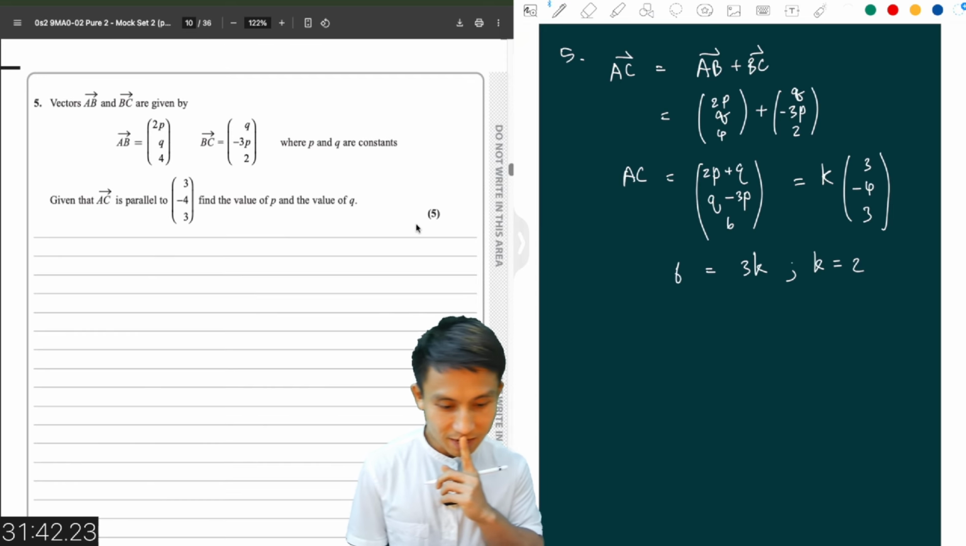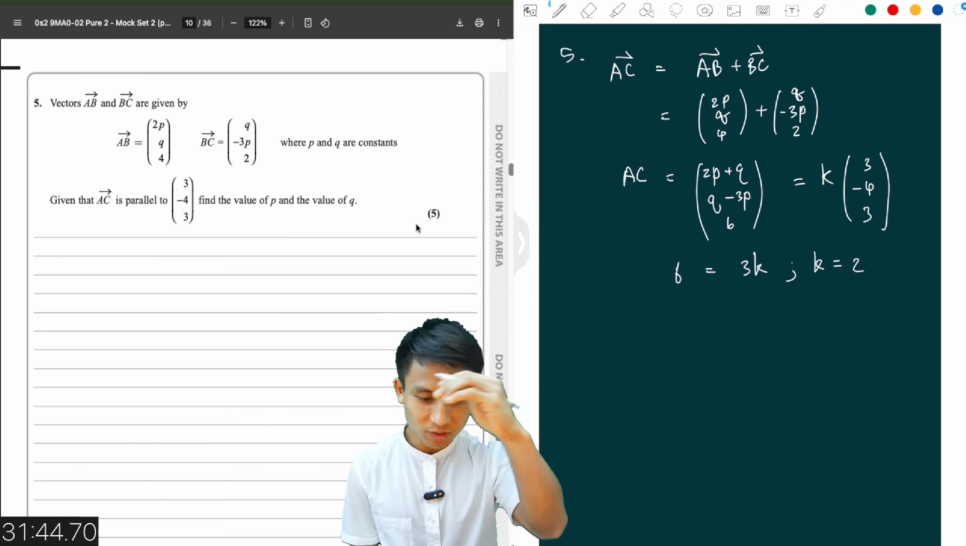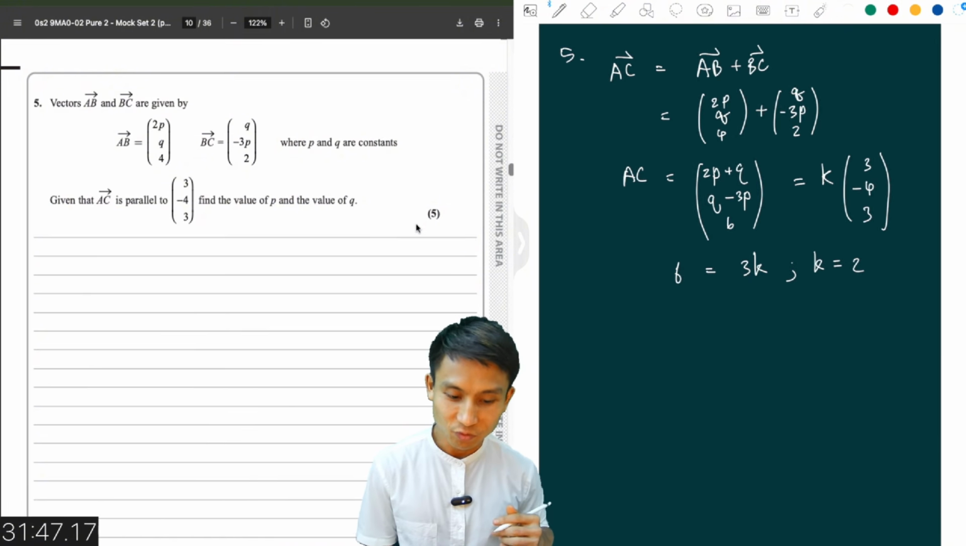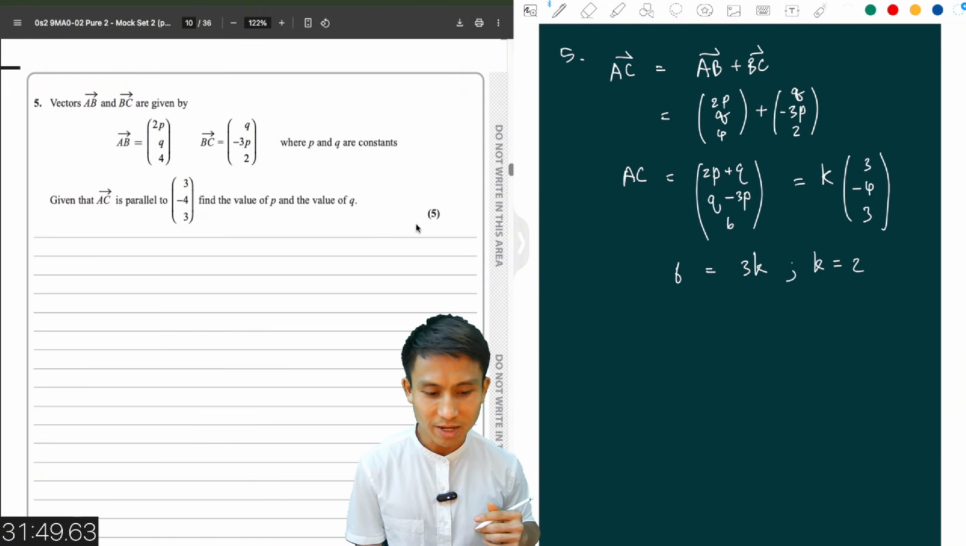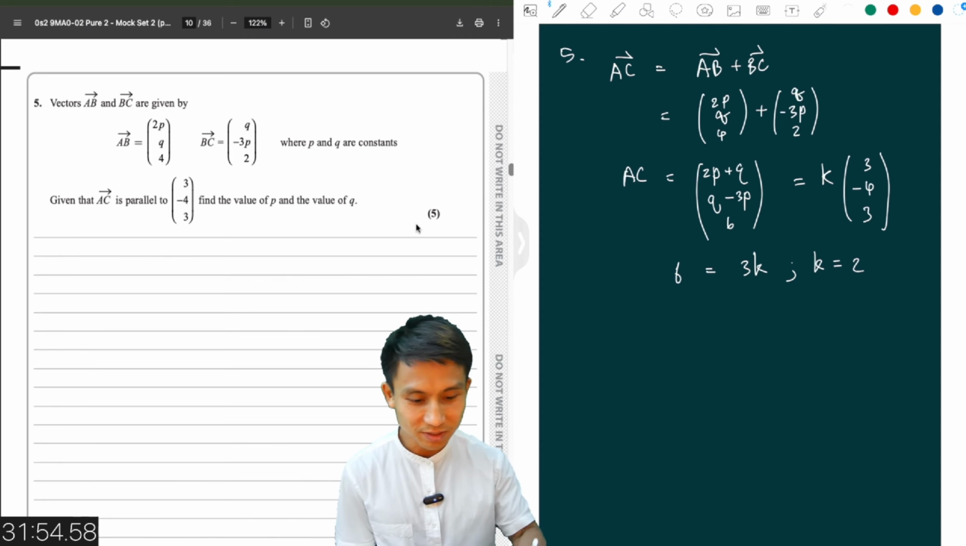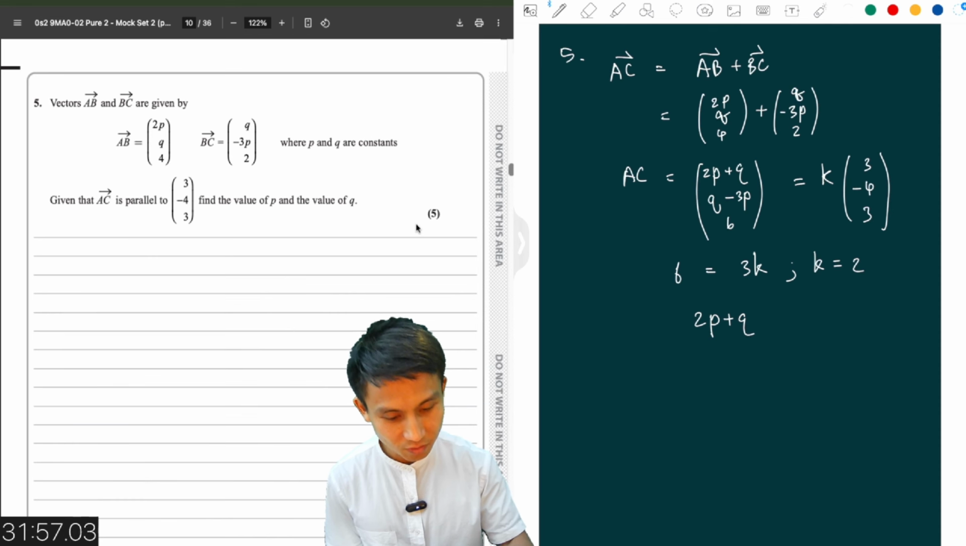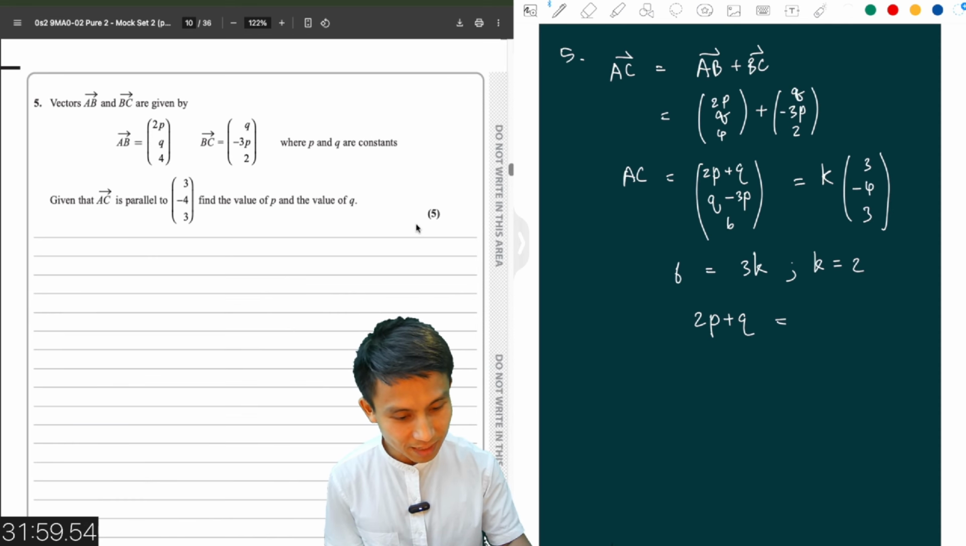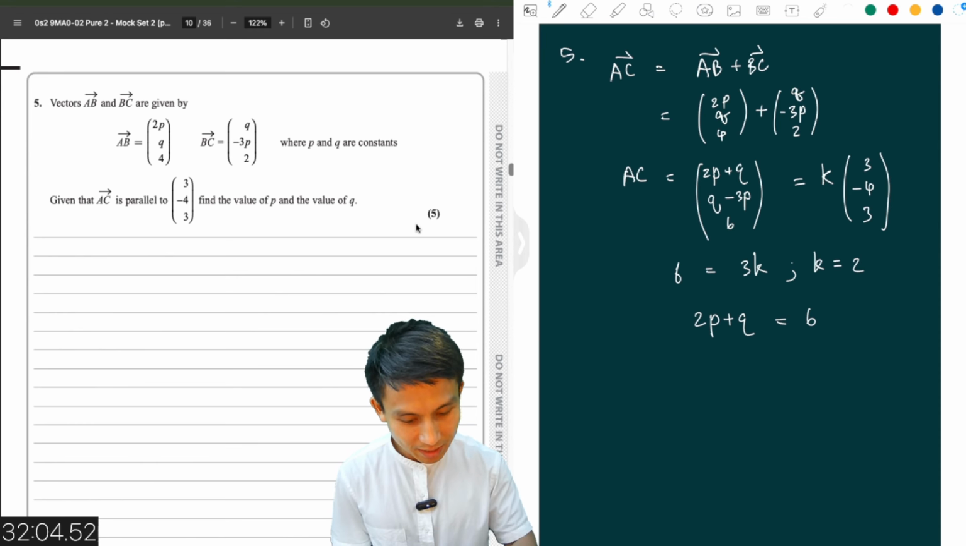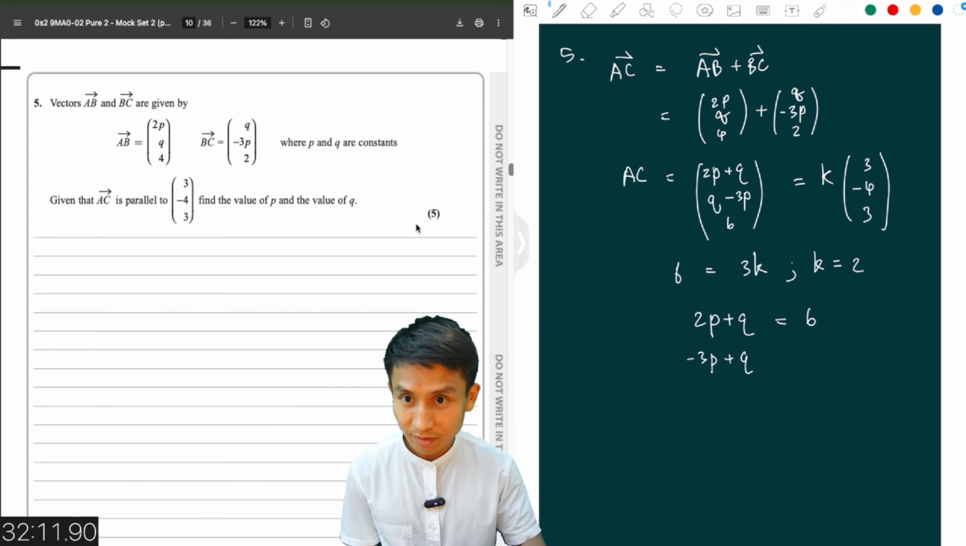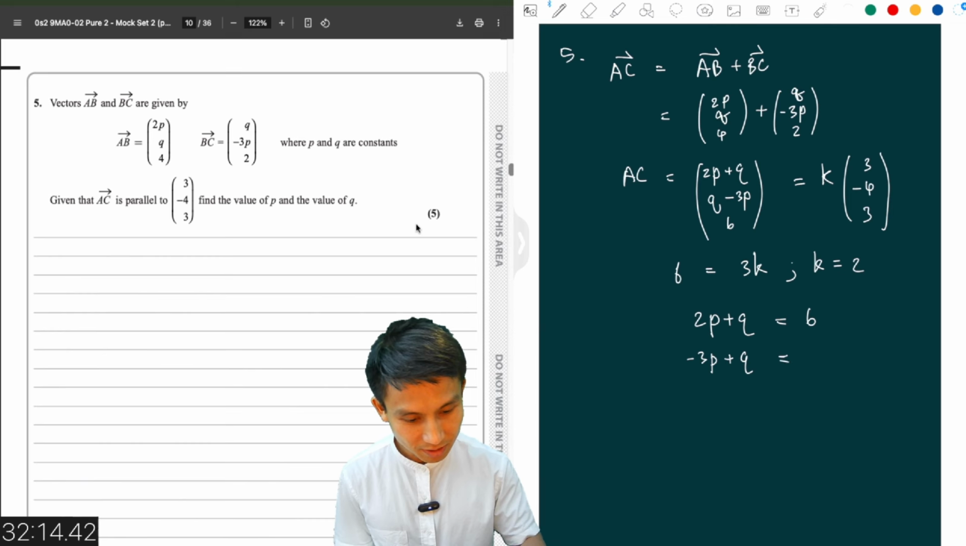And then, yeah, we have to solve simultaneously here, because if you look at the first and the second row, they don't quite have a form such that you can solve one of them directly. So we're going to write 2p plus q equals k times 3, 2 times 3 is 6. That's equation 1. And then the other one, I'm just going to write minus 3p plus q equals 2 times minus 4, which is minus 8.